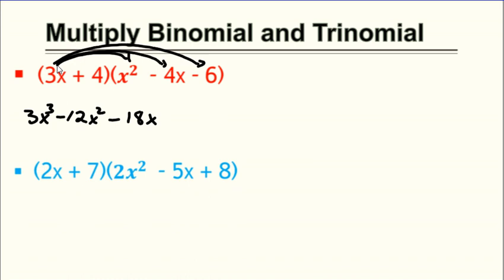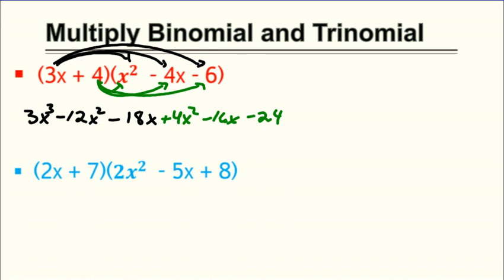Then I have 4 times x squared is a positive 4x squared. 4 times a negative 4x is a minus 16x. And 4 times a negative 6 is a negative 24. And from this point, I just combine like terms.